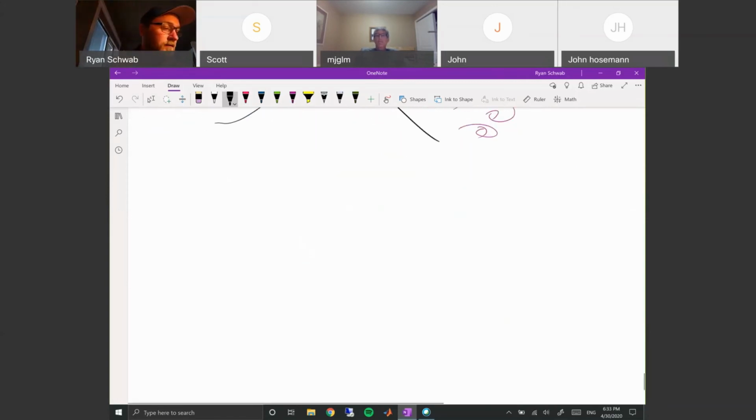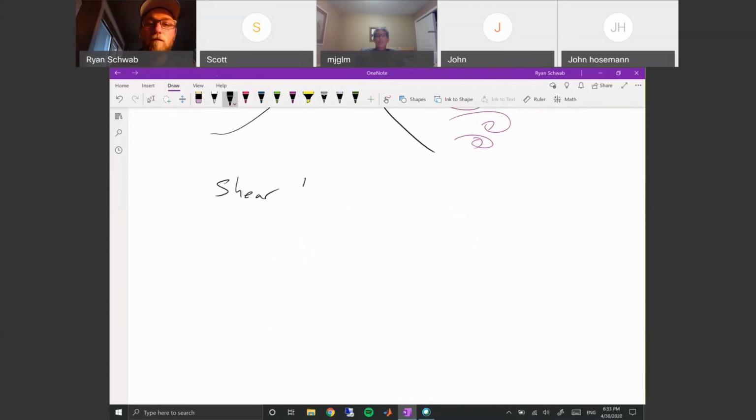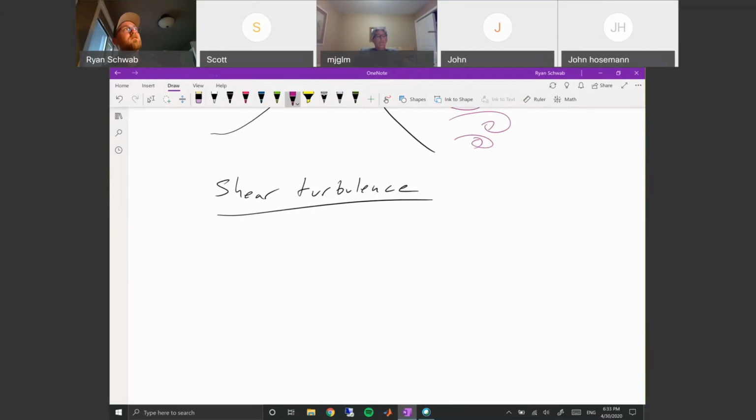So another type of turbulence is called shear turbulence. Shearing is like sandpaper on wood. That's a shear force. It's friction, sliding across a surface. That's what shear means.